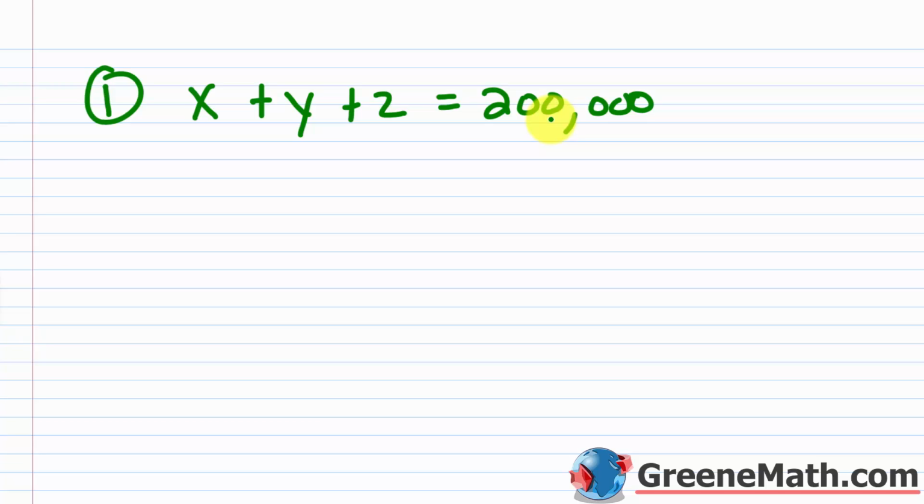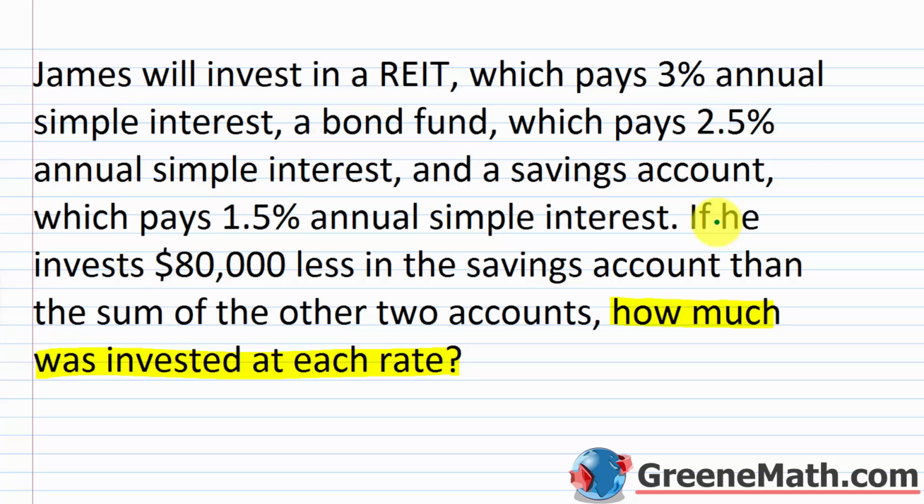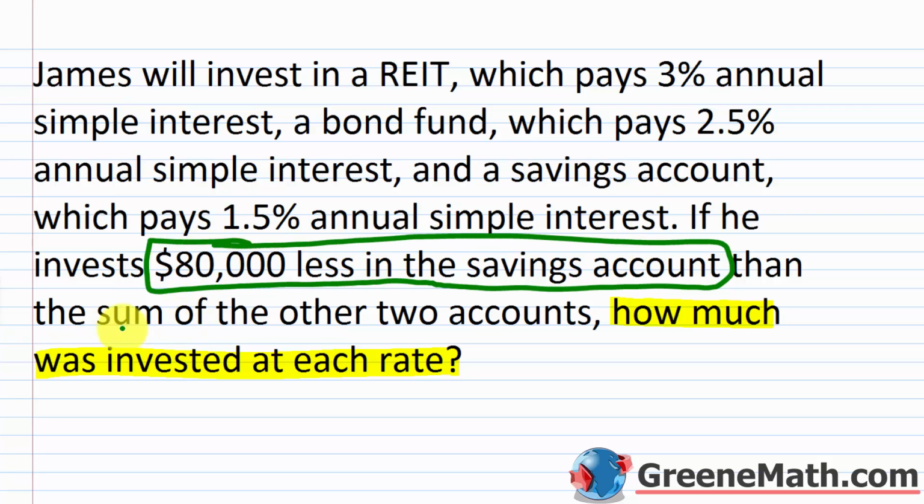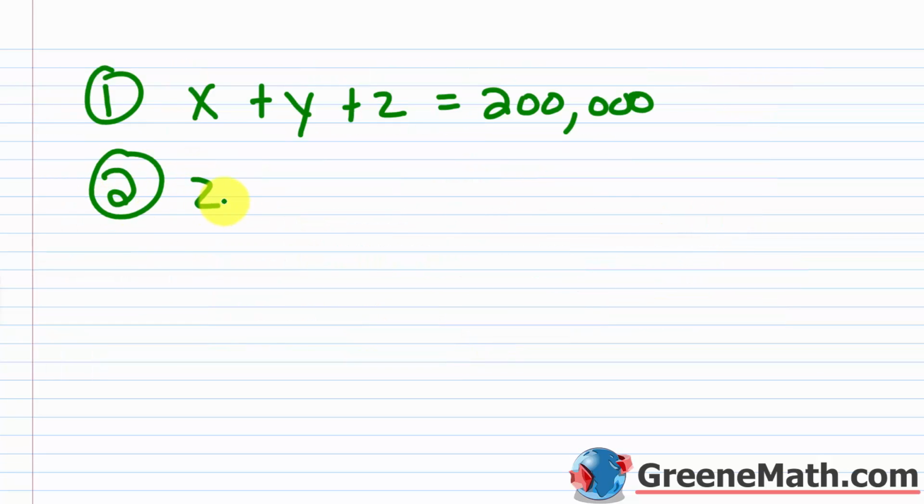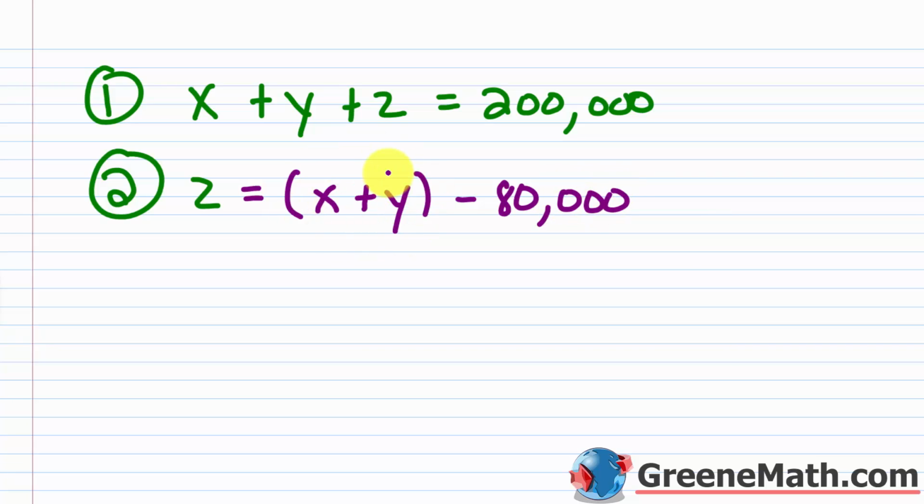Now for the next one, the problem tells us specifically that he invests $80,000 less in the savings account than the sum of the other 2 accounts. So the savings account was Z, and the sum of the other 2 accounts is X plus Y. So it's 80,000 less than X plus Y. For equation 2, Z, the amount he invests in the savings account, is equal to the sum of X plus Y, the amount he invests in the other 2, the REIT and the bond fund, minus 80,000, because it's $80,000 less than this amount here. Now for the third equation, we need to think about the interest.